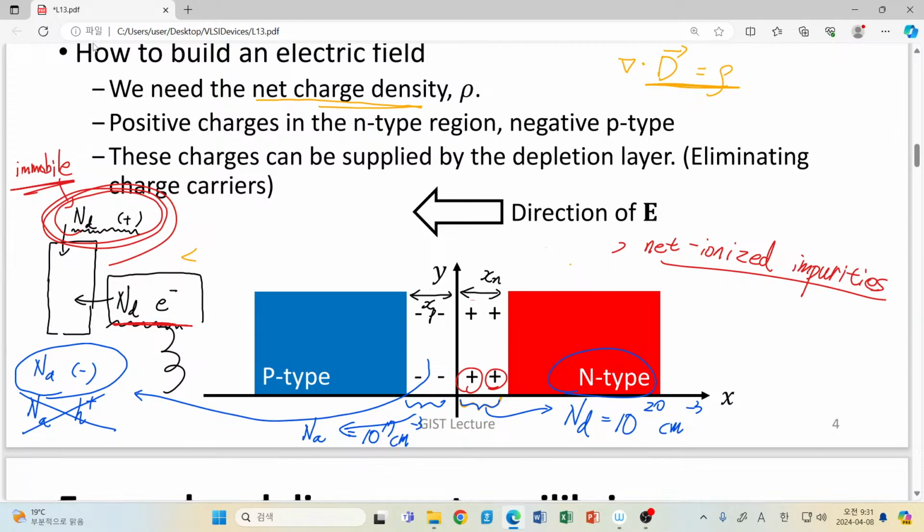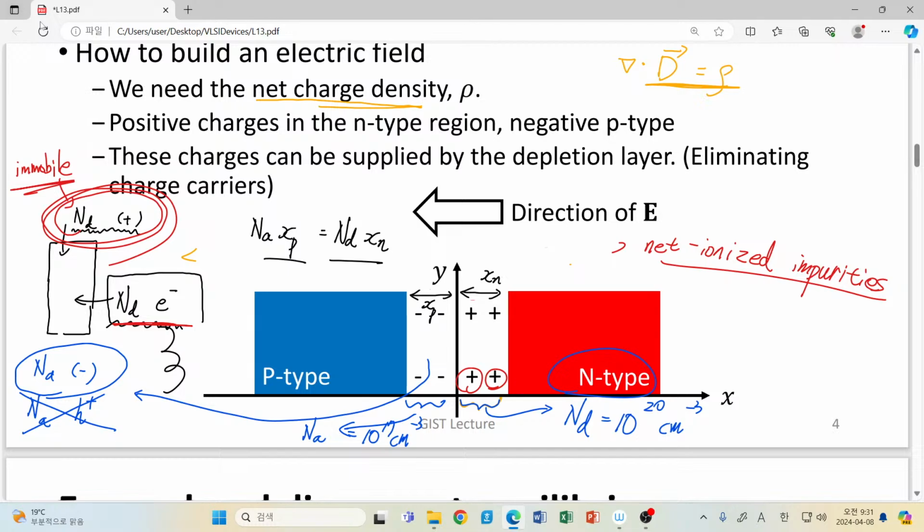It means that in order to have the perfect charge balance, Na times xp should be equal to Nd times xn. Otherwise, we will be disobeying the charge balance. So we must have this condition. Okay, I expect that all of you have already studied the p-n junction, so please just think about this as a quick review of the p-n junction.